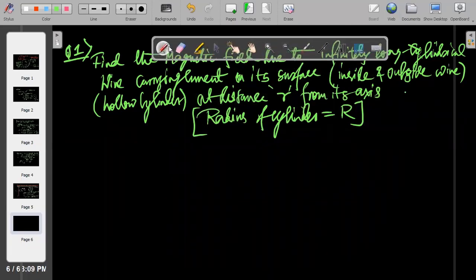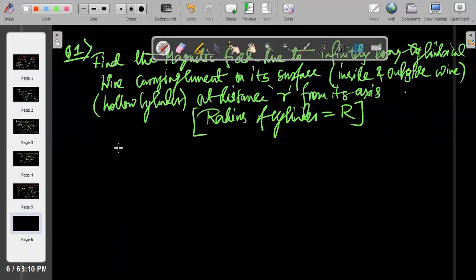Now, how to solve this type of problem? Using Ampere's circuital law. If you understood the Gauss applications and everything, it is the same only. There is no difference. You form the Gaussian surface for radius r smaller than R, and all these things we have discussed in Gauss applications. So here we have to form the Ampere's loop, not the Gaussian surface, and you have to do all these things, right?